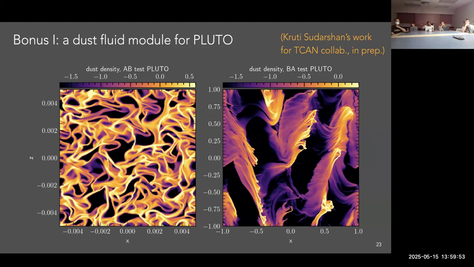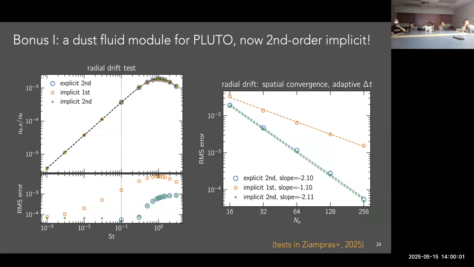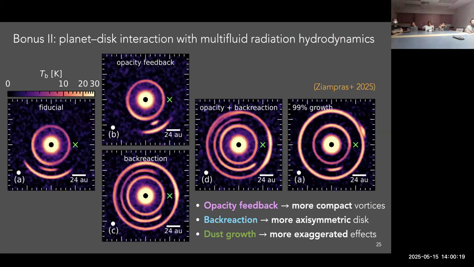Whatever produced these streaming instability results is also what produced my results in 2D, which is quite nice. And now we're working on extending this module to be second order implicit in time to make sure it's stable and accurate. Some preliminary results look quite good. You can get this sweet error versus resolution curve that scales with resolution squared, which is quite nice. And you can apply this to multiple things.